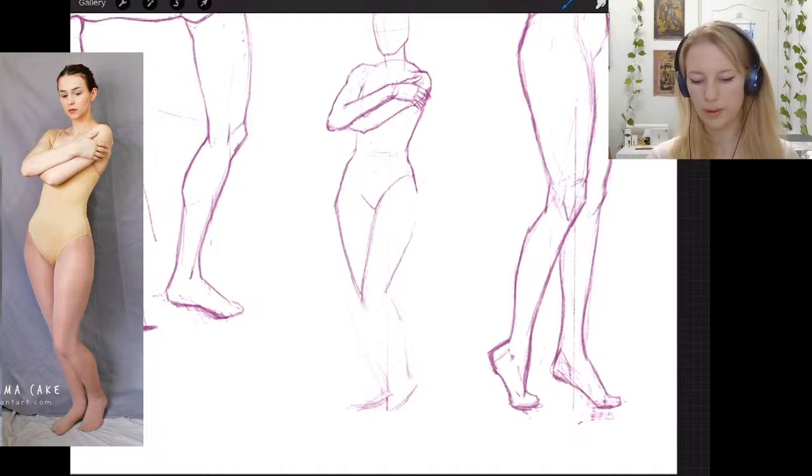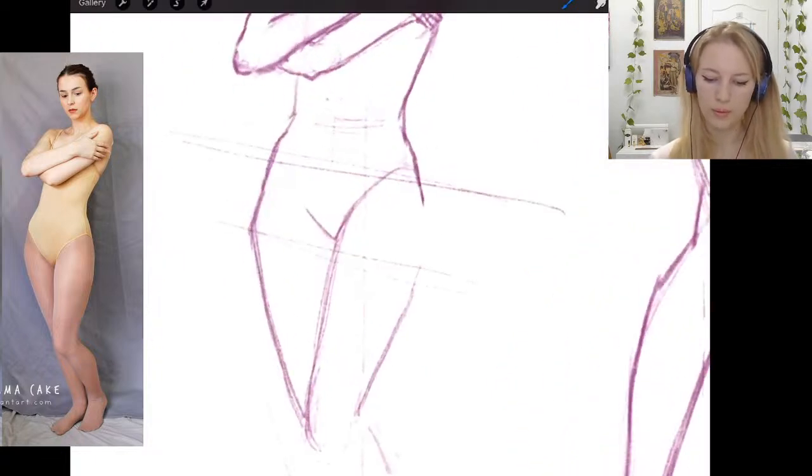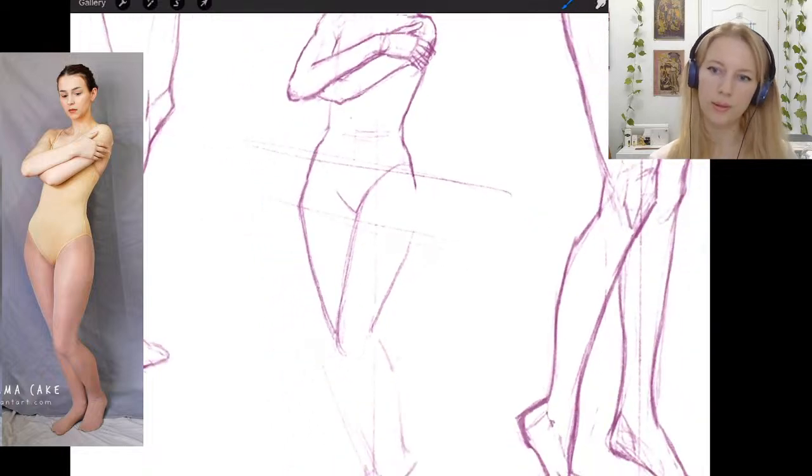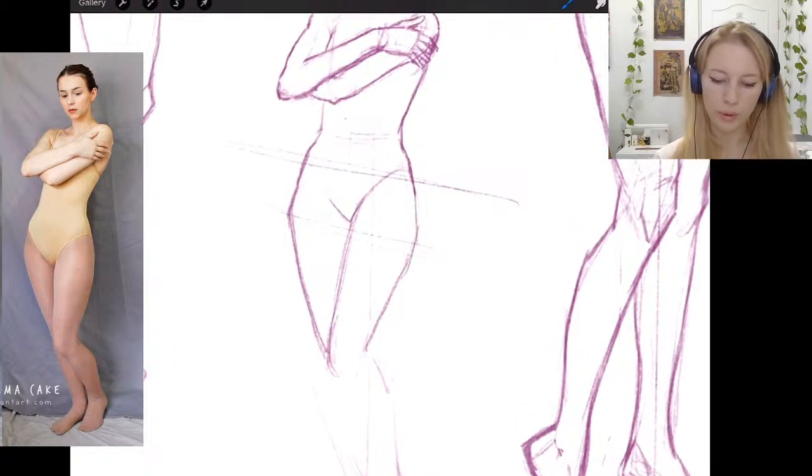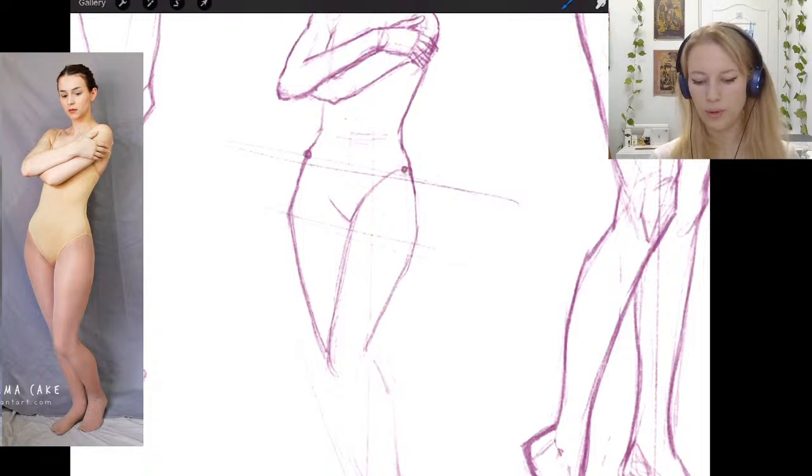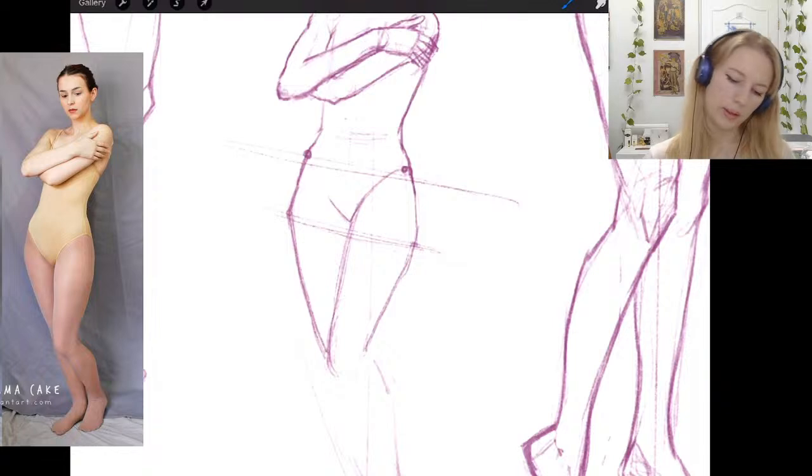You can definitely see the direction of the pelvis. It kind of goes like this. So there is a tilt in it. And thanks to this tilt, we can see the main points. I mean, there are these two points here that are kind of connected.